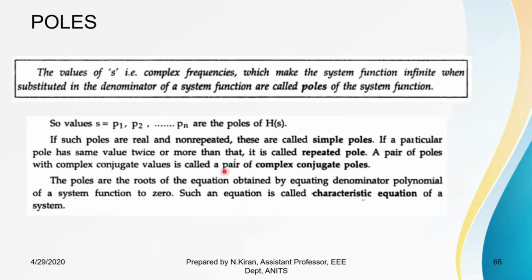So these poles can be real and non-repeated. They can be complex poles, and they can also be repeated poles. So we'll see later what the different types of poles are that can exist for a given polynomial.